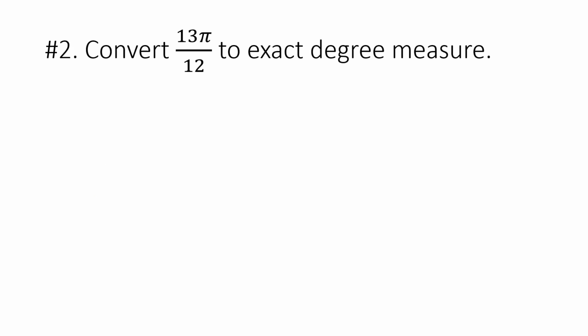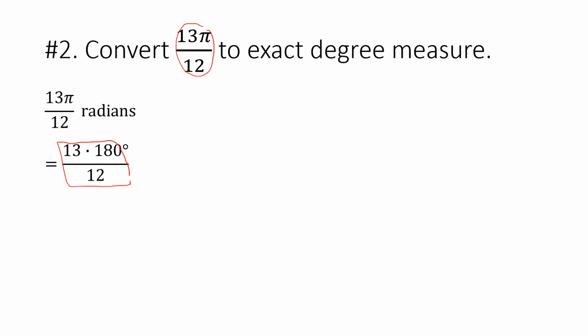Okay, there's no degree notation, which means 13 pi over 12 is in radian. We know pi is 180 degree. I just plug that in, and you have to simplify 13 times 180 over 12. So this is going to be 195, so 195 degree.